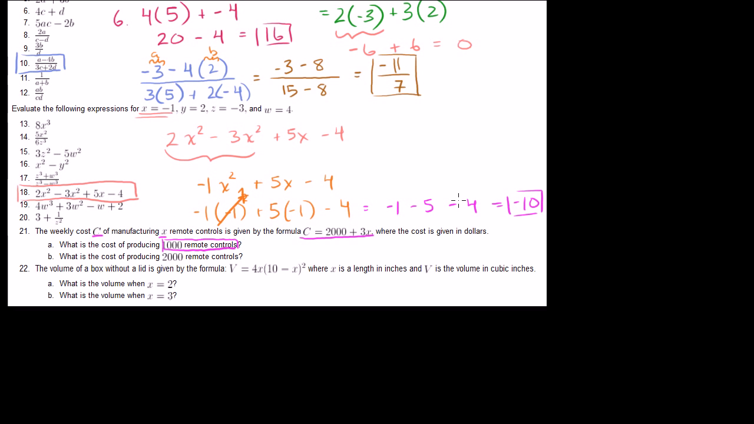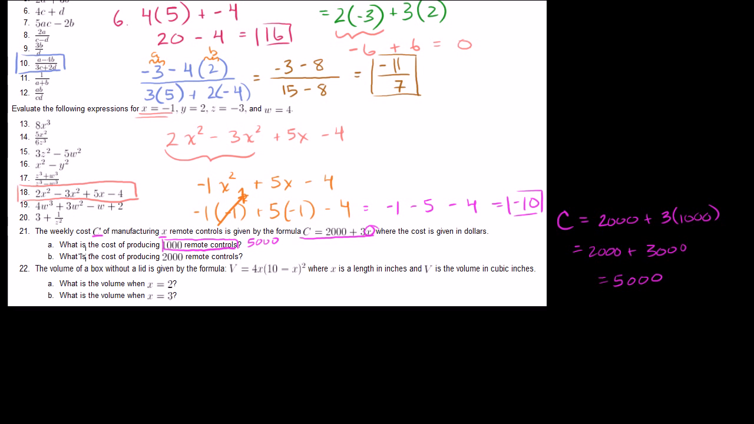So for part A, I could write it over here. The cost is going to be equal to, just use this formula, 2,000 plus 3 times the number of remote controls. x is the number of remote controls. So 3 times 1,000. So it's going to be equal to 2,000 plus 3 times 1,000 is 3,000, which is equal to $5,000. So that's part A, $5,000.